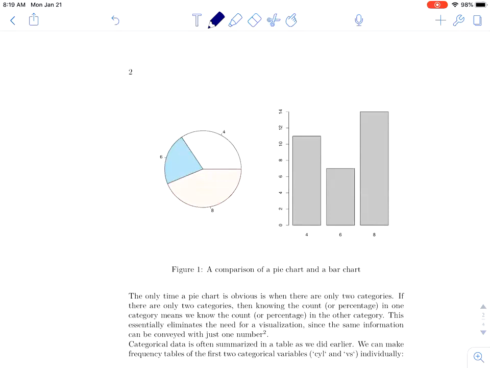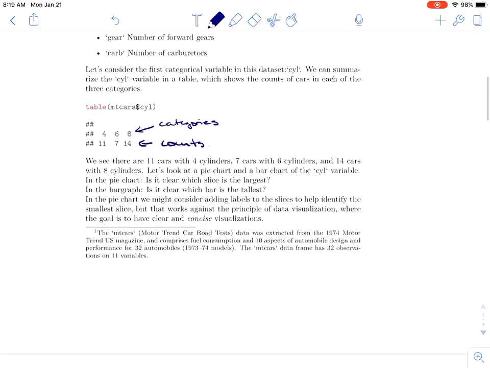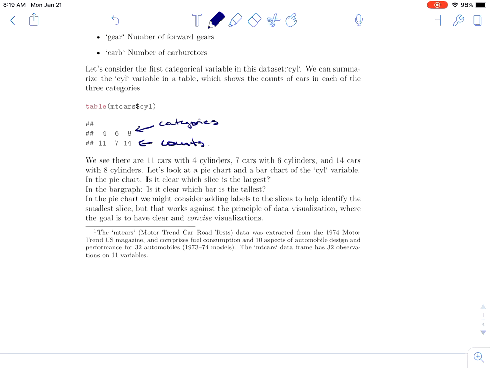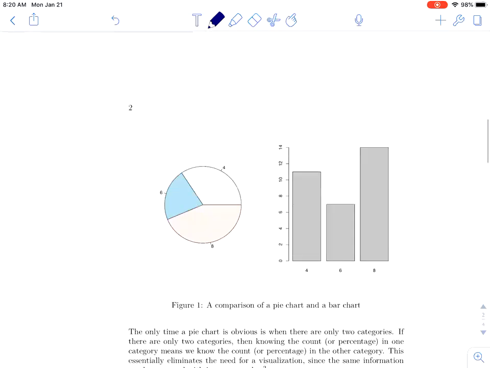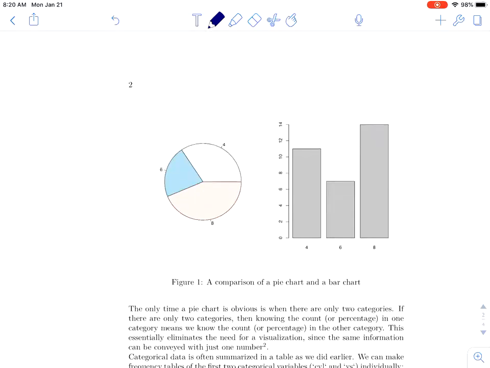And so at a glance here, is it jumping out obvious which slice is the biggest? We have some time, right? We could probably get a little nitpicky and probably guess this one. But most likely what we would want to do, just to confirm it, is go back to the table and say, oh, okay, yeah, so 8 cylinders does have the highest count. So, okay, good, that was right. And that's not really the point of visualizing data, right?